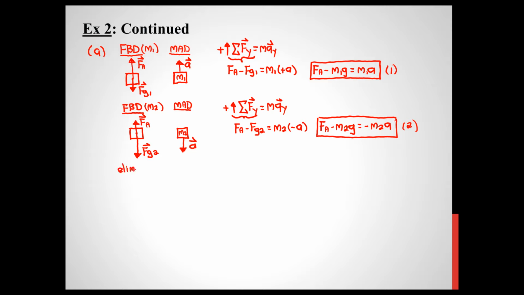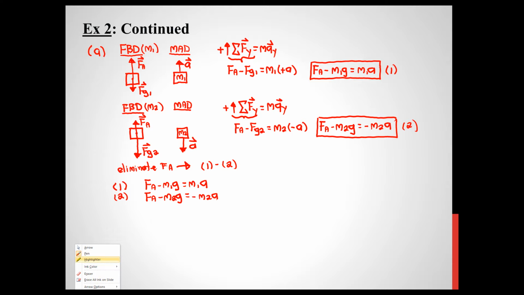So I'm going to write down eliminate Fa. And the way we're going to do that is we're going to take equation 1, and we're going to subtract equation 2. Let's write down these two equations, stack them on top of each other. So equation 1 is Fa minus m1g is equal to m1a. Equation 2 is Fa minus m2g is equal to negative m2 times a.